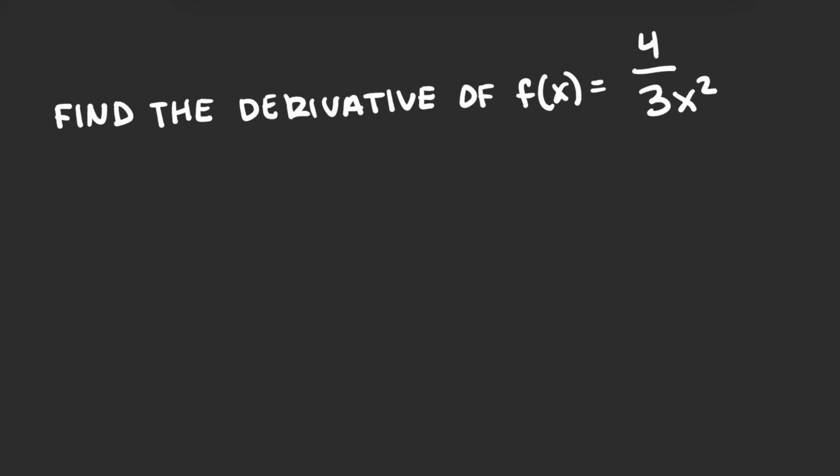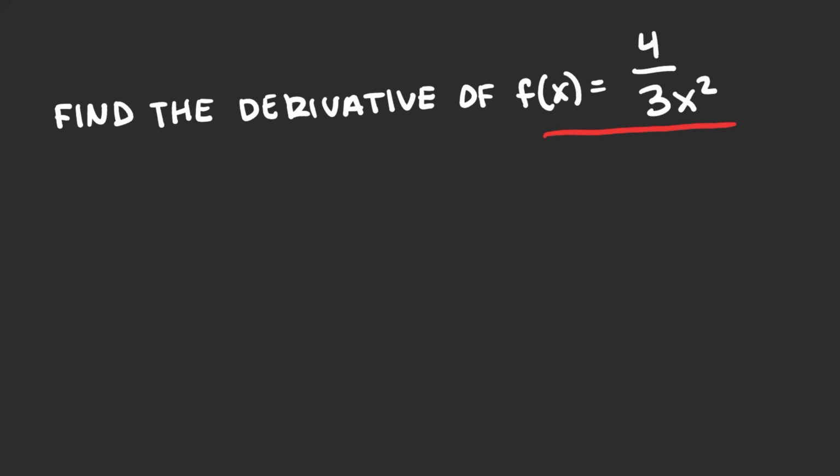Okay, so here we need to find the derivative of f of x equals 4/3x squared. And just like in our earlier example, square roots aren't easy to work with, and neither are fractions. So if we rewrite this as 4/3 times x to the power of negative 2, it'll be a bit easier to work with. All I'm doing is pulling the x squared out of the fraction.